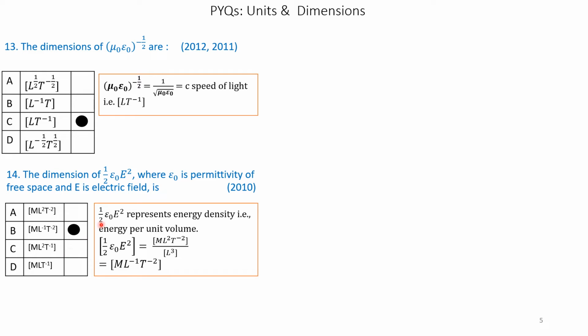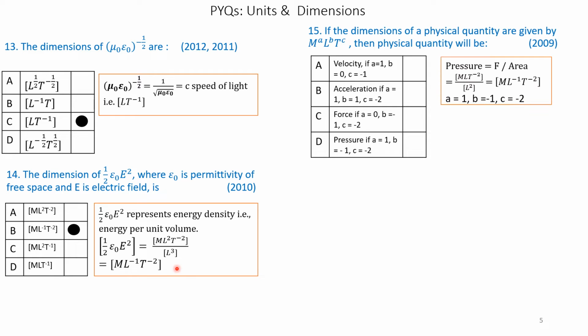This question was asked in 2010. Explanation. Half epsilon naught E square represents the energy density, that is energy per unit volume. Energy, we know, is M L square T to the power of minus 2, divided by volume, which is L cube. Therefore, simplifying, it becomes M L to the power of minus 1 T to the power of minus 2. This is given in option B. So, please mark it. Next question.